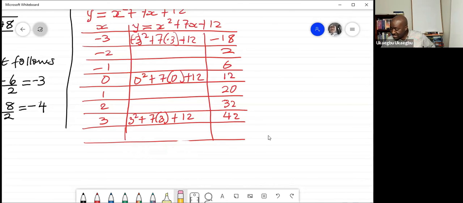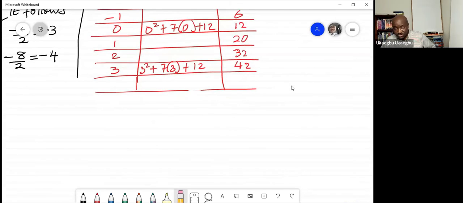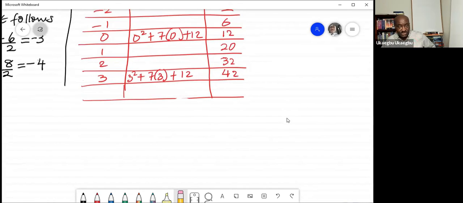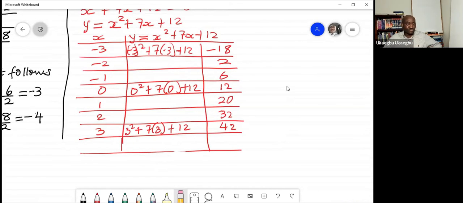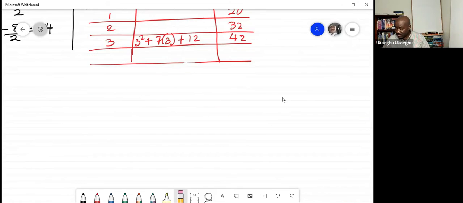Now here comes the next step, which is to graph. When you look at your values, you see that the smallest x value is -3, and the largest x value is 3. On the other hand, the minimum y value is -18, and the maximum y value is 42. You are going to use this minimum and maximum to select your scale.